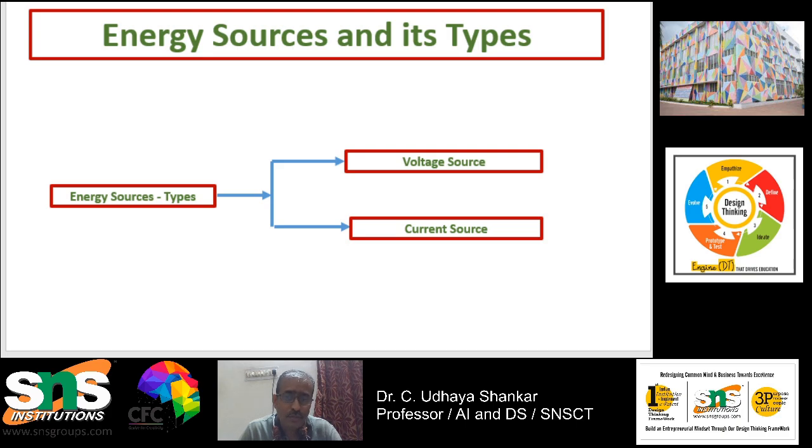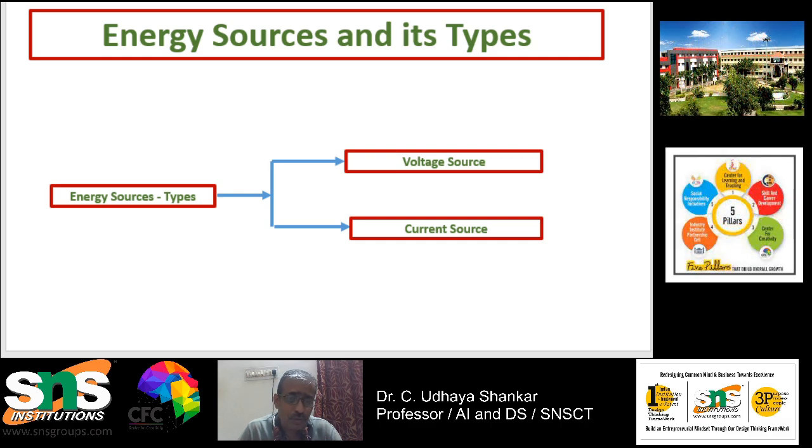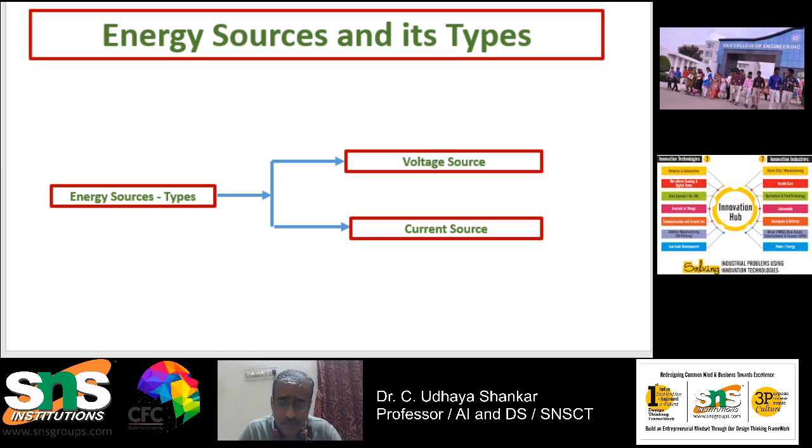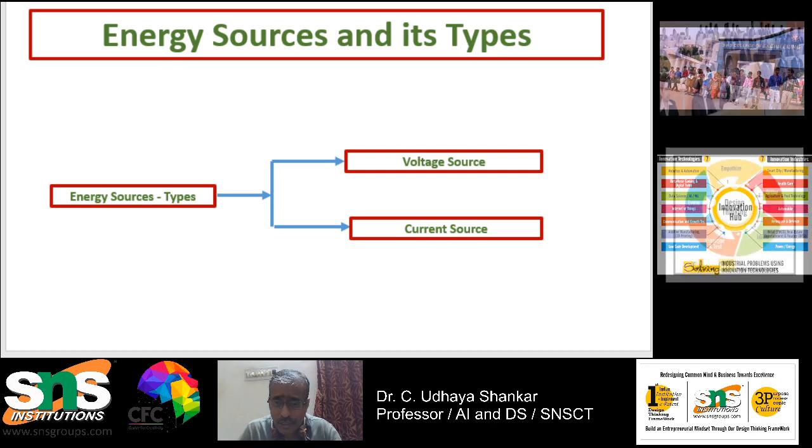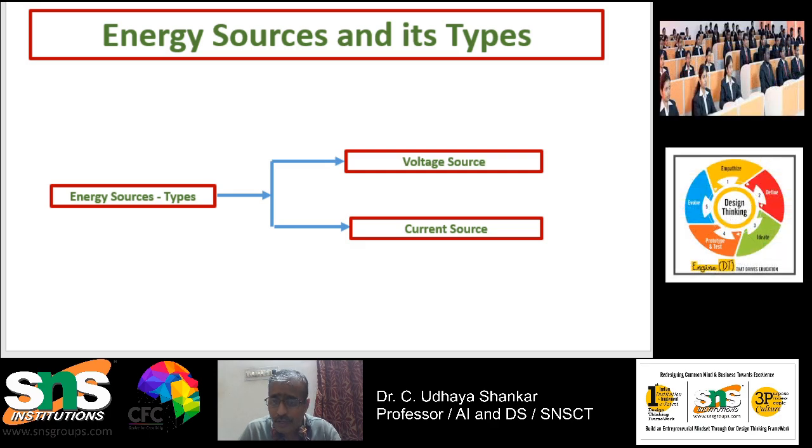Basically, energy sources are classified into two types. One is the voltage source, the other one is the current source. A voltage source is nothing but the voltage always remains constant irrespective of changes in the load. If it is a current source, it means that the current remains constant irrespective of changes in the load. Then which parameter is going to vary? For example, if it is a voltage source, the output current will be varying, whereas the voltage will always remain constant.